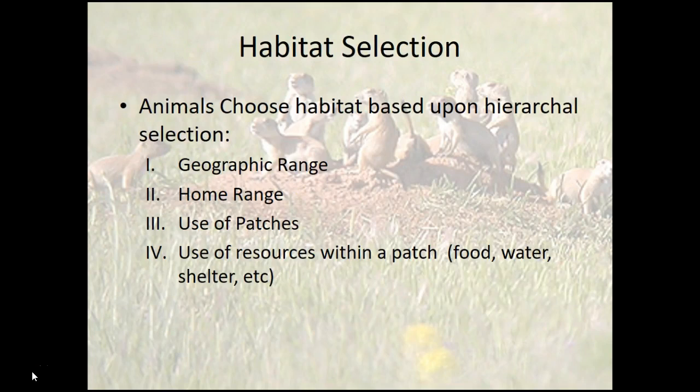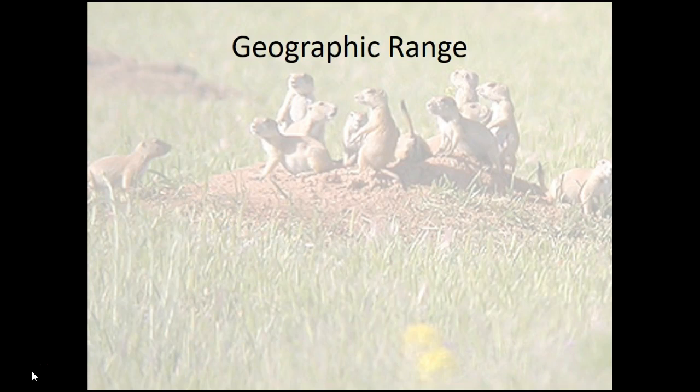Okay, so let's talk about how animals choose their habitat based on some basis of hierarchical selection. We have four things here, and we'll take a look at each of them: geographic range, home range, how they use patches of habitat within their home range, and how they use resources within a patch. This idea of a patch is going to be really important as we go through this today. Let's start off with geographic range.